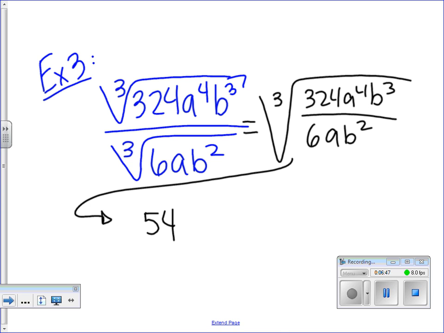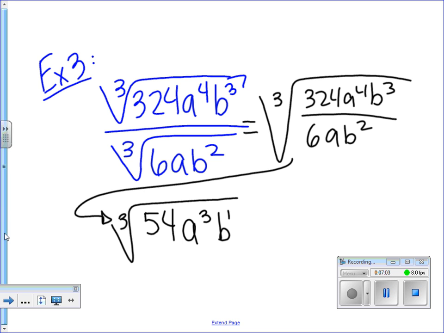And I am going to divide a to the 4th by a to the 1st. I get a cubed. And I'm going to divide b to the 3rd by b squared, and I get b to the 1st. And this is all still under the cube root. Okay, with me so far?